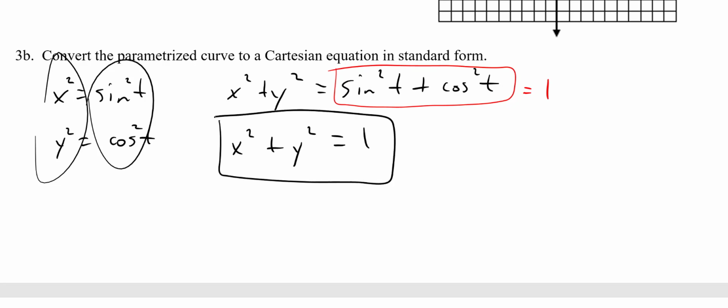So pretty mellow, right? Again, it's in terms of x and y. It's in standard form. It is the form of a circle, right? You guys should recognize that with a radius of 1, center at 0, 0. And so that's kind of cool. So it's a circle.